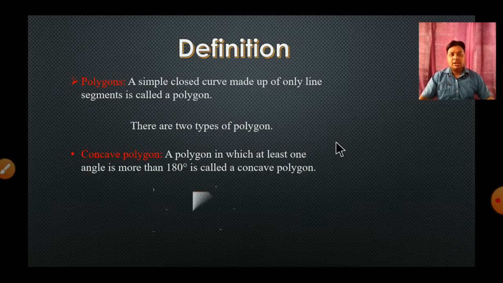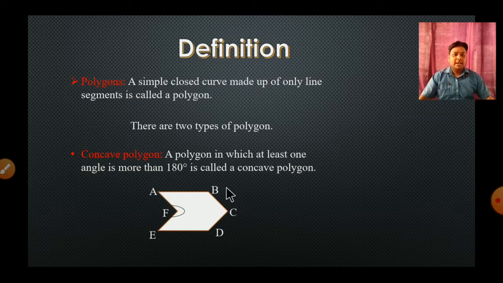Okay, for an example, here you can see ABCDEF, a polygon of six vertices. Now here you can see the interior angle F is more than 180 degrees, it means it is a reflex angle. Here A is an acute angle, B is obtuse, C is acute, D is obtuse, E is acute, but F is the only angle which is reflex, meaning more than 180 degrees. So we will say that this type of figure is a concave polygon.